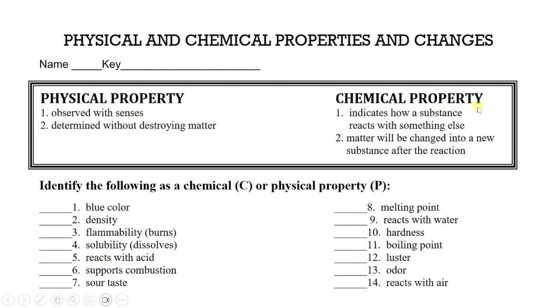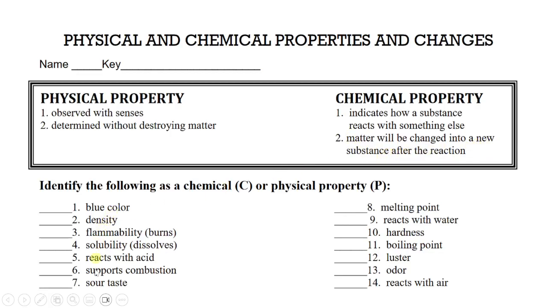On the other hand, chemical properties indicate how a substance reacts with something else. So the key word here is the word react. So it describes how a substance behaves or reacts with other chemicals. And of course, to observe this, we need to wait for a chemical reaction or a chemical change, because that's the only time we can see how that substance will react with other chemicals. And in a chemical reaction or in a chemical change, obviously matter is changed into a new substance.